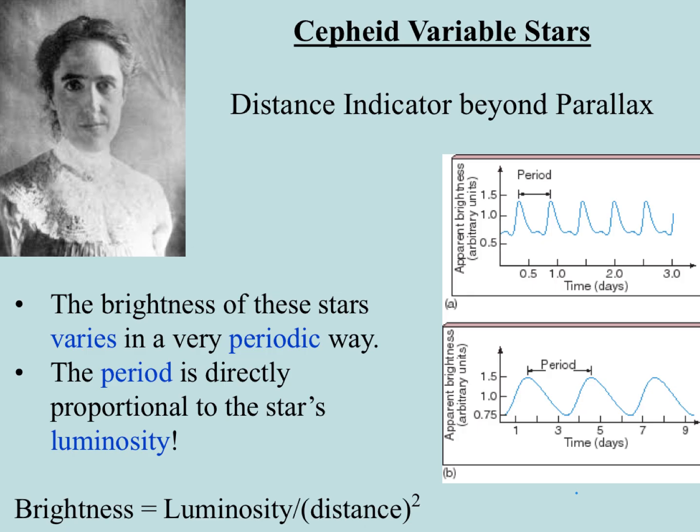Notice the two graphs on the right. The first star goes through about 5 cycles in 3 days, while the second star goes through 3 cycles in 9 days. Leavitt realized that the time period was directly proportional to the star's luminosity. That means knowing the brightness of the star from Earth and the star's true luminosity from its pulsation rate, we can calculate the distance to that star.